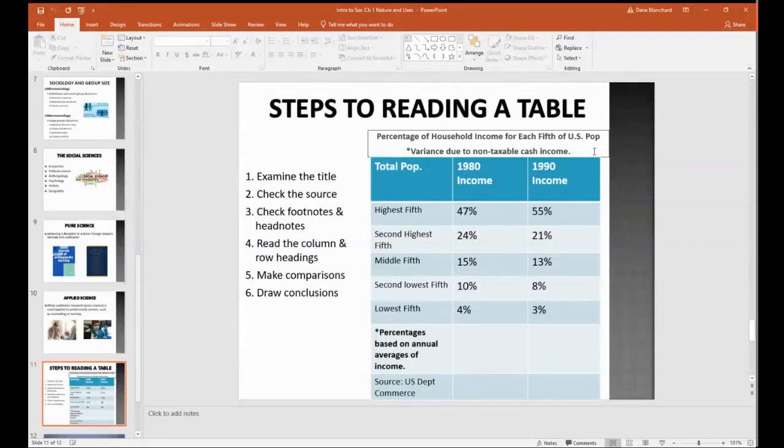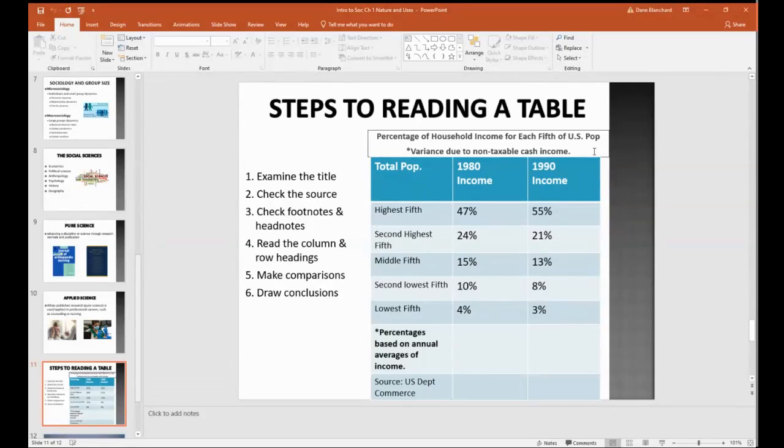Number 5, you draw comparisons between those 2 years, and you typically look for something that stands out, and you draw some conclusions. As you're looking at this, one thing should stand out. The highest fifth, the top 20% of American families, is the only category where the overall percentage of income actually went up. It went up from 47% up to 55%. What that means is they took a larger percentage of the pie of income that was generated from one year to the next. If you make a comparison of 1980 to 1990, the bottom 80% of American families brought in a smaller overall percentage than they brought in 1980.